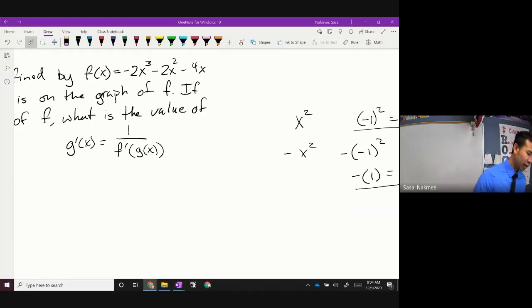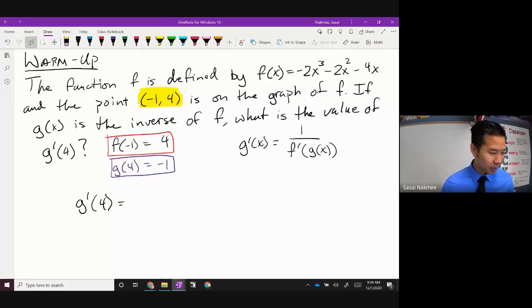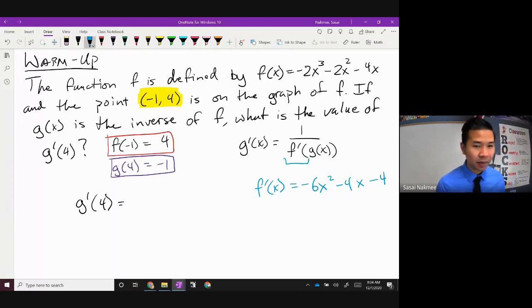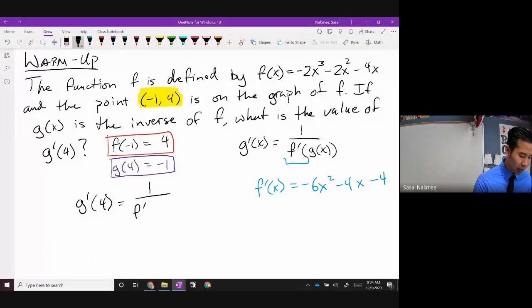All right, so back to the problem at hand. Hopefully you've clicked on it. Let's take a look here. So things that you're going to need. You're going to need f prime, meaning you're going to have to take the derivative of f. So let's do that real quick. F prime of x is going to be equal to the derivative of this up here, which is going to be negative 6x squared minus 4x minus 4. So that's our f prime. We're going to need that because the derivative of the inverse function evaluated at 4 is simply 1 over the derivative of f evaluated at g of 4.